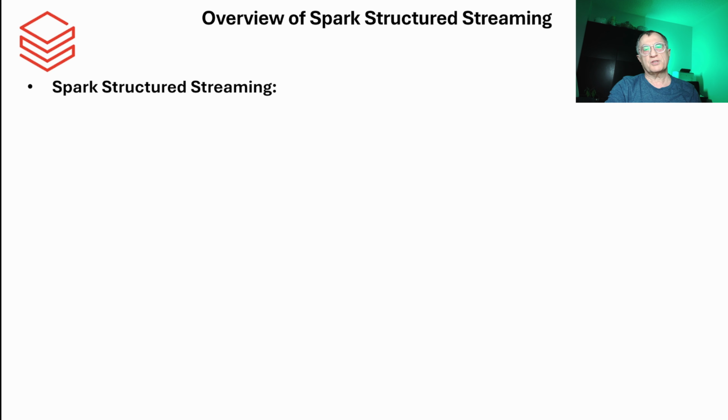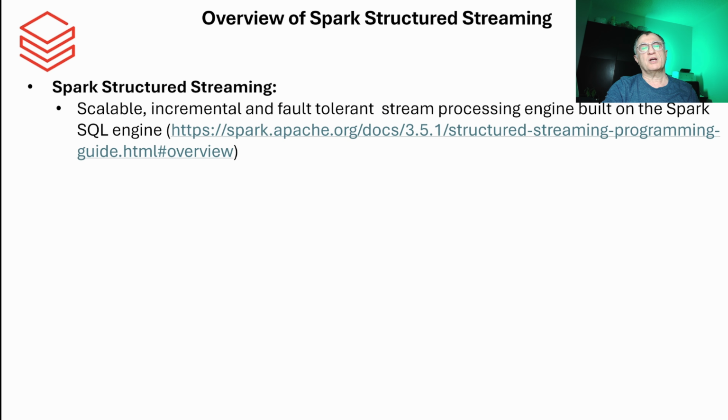So what is Spark Structured Streaming? Spark Structured Streaming is a scalable, incremental, and fault-tolerant stream processing engine that's built on the Spark SQL engine. Its primary purpose is to handle continuous, unbounded streaming data. How does it work? Let me explain using an example diagram from the Spark official documentation.